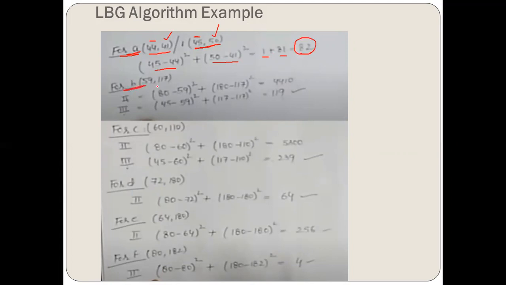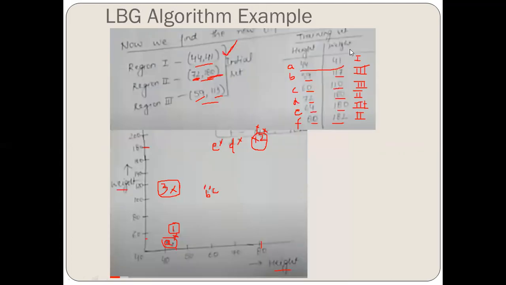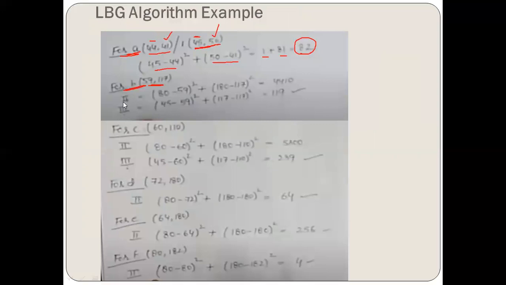For B, what we have to do? We have 59 and 117 as B, and this is for region 2, right? This is for region 3. See, visually we can easily analyze that B is closest to 3. But what if we cannot visually analyze it? Then we can find out for both the regions, that is for second and for third, right? So how are we going to find out?